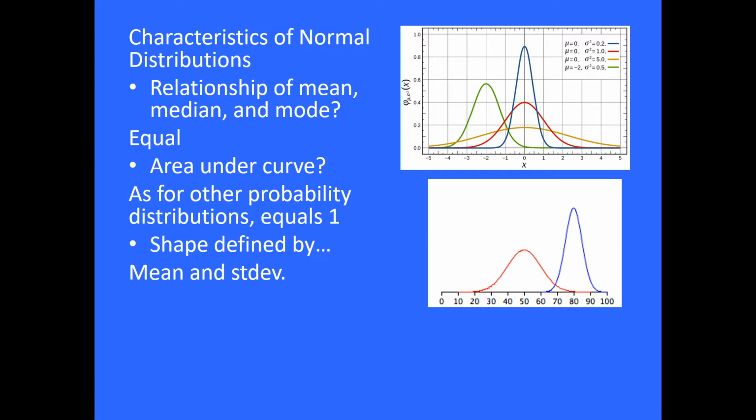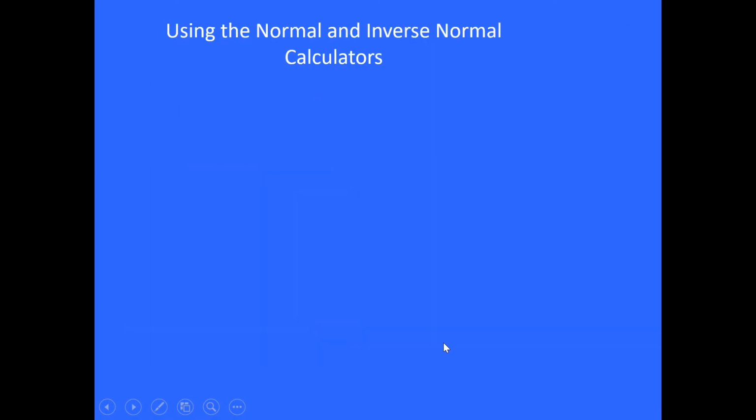Remember, we use standard deviation as a way of quantifying variation. Comparing the red distribution to the blue distribution here, you could say the red one has a lower mean but a higher standard deviation. See, it's more wide.